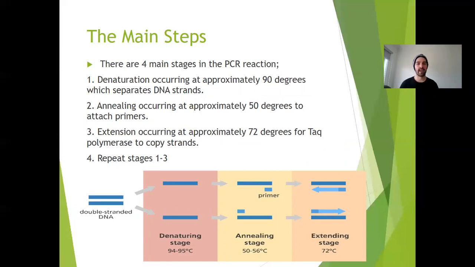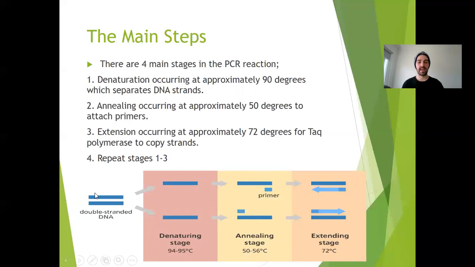Now you'll notice that in our steps, I've written down approximately 90 degrees, approximately 50, and approximately 72. That's because they're not necessarily set temperatures. They're around that temperature, and depending on which textbook you read or which exam question you come across, they have different temperatures for those stages. The numbers 90, 50, and 72 are from the VCAA examiner's report, so we're going to use those as our approximate numbers.